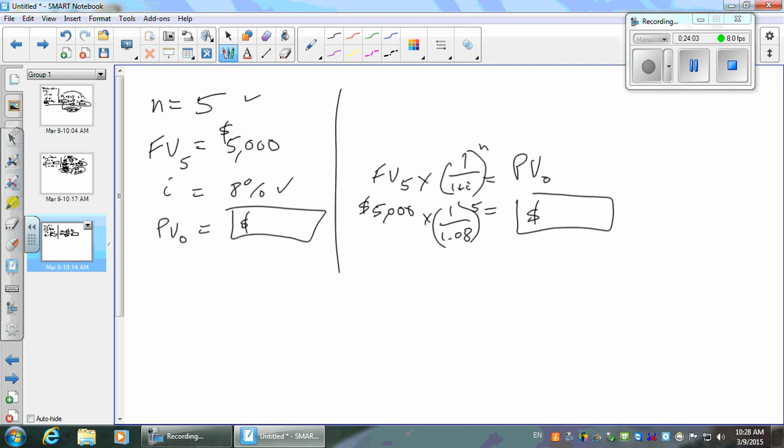Okay? What could you do? You could go look up a present value of a sum factor here, couldn't you? Where the interest rate is 8%, and the number of periods is 5. Right, everybody? So hit that table, right? Present value of the sum. 5 periods, 8%. What factor do you pick up? Or, of course, you can plug it in your calculator.